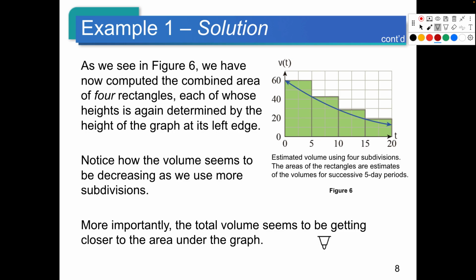So the rectangle should represent area in this situation. So in this situation, how many barrels slipped out? Yeah, because this is a rate. Area under the curve represents the amount, the accumulated amount. So this gives us a way to estimate how much oil spilled from that leak over 20 days.